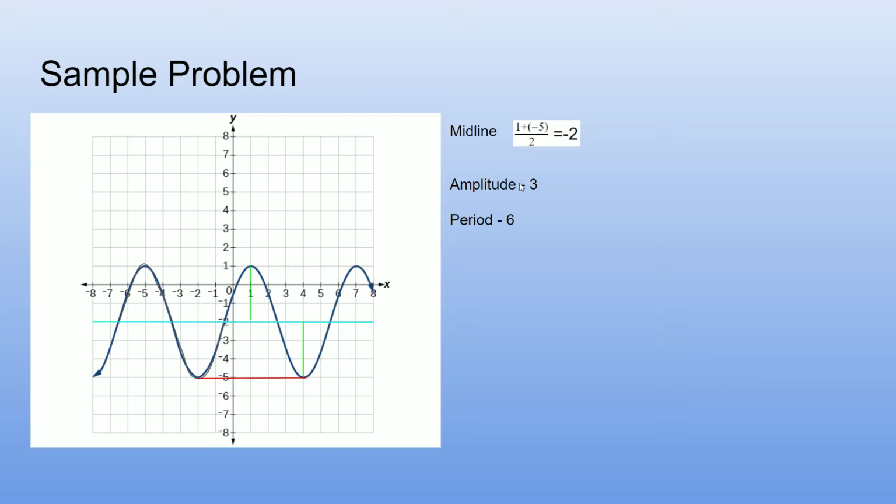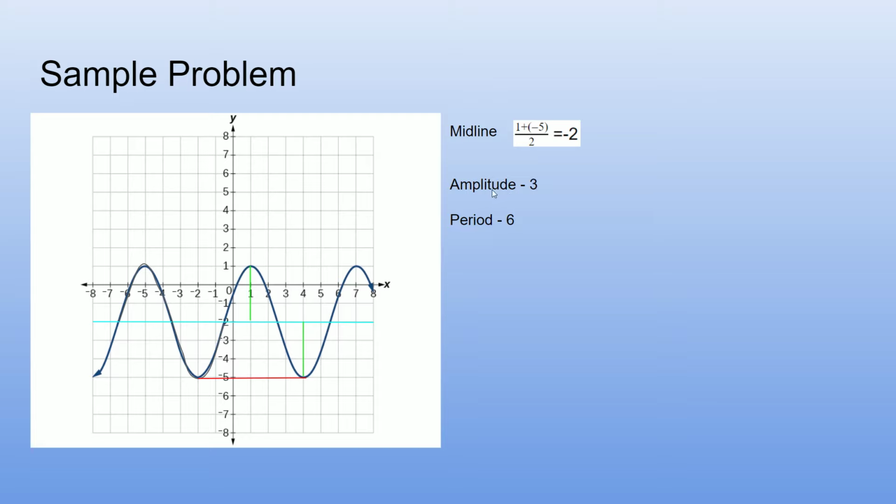And to find the amplitude, you need to find the distance between the midline and either the maximum point or the minimum point. In this case, I'll just do the maximum value. So here, I need to count the distance between the maximum value and the midline. So 1, 2, 3. So 3 will be my amplitude.